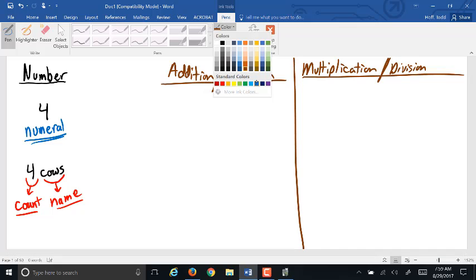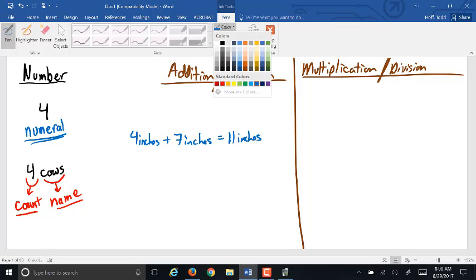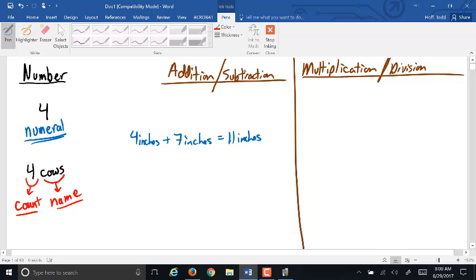So if we look at numbers, let's take 4 inches plus 7 inches. What do we get? 11 inches. If only the first test could be that easy. Let's take a look at what happened with our count and our name. Well, we have our counts of 4 and 7. And those were combined to make 11. We are adding here, so we combine the counts with addition. So when we add numbers, we combine the counts.